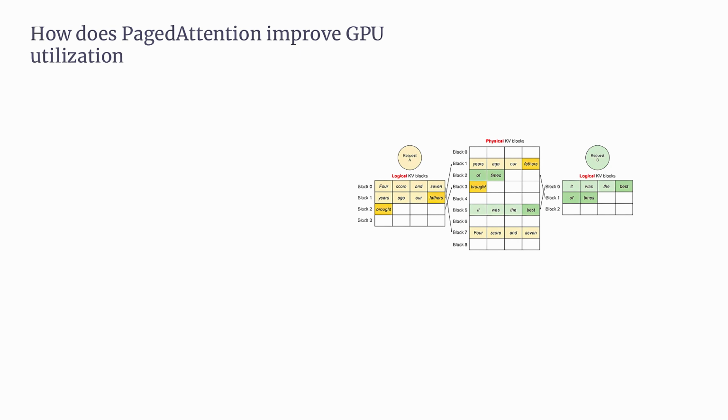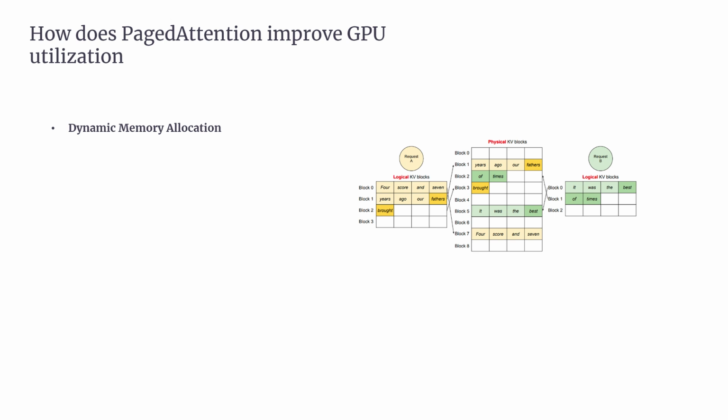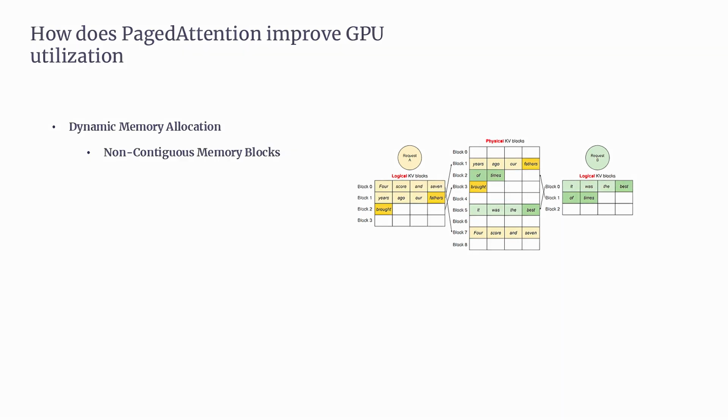The first, dynamic memory allocation. 1. Non-contiguous memory blocks. Traditional methods allocate fixed blocks of memory for the key value cache, and those blocks need to be contiguous. However, PagedAttention takes a different approach. It splits the KV cache into smaller non-contiguous blocks, meaning memory is allocated in a much more flexible way.